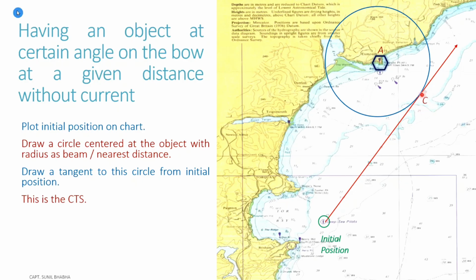Now the point where this tangent touches the circle, the tangential point, let's name that point as C, Charlie point. We know the radius of this circle, which is shown by this dotted line Alpha Charlie, is equal to my beam distance or nearest distance, and you see this is also perpendicular to my course steered line. A tangent is perpendicular to the radius of a circle, so angle C here becomes a right angle.